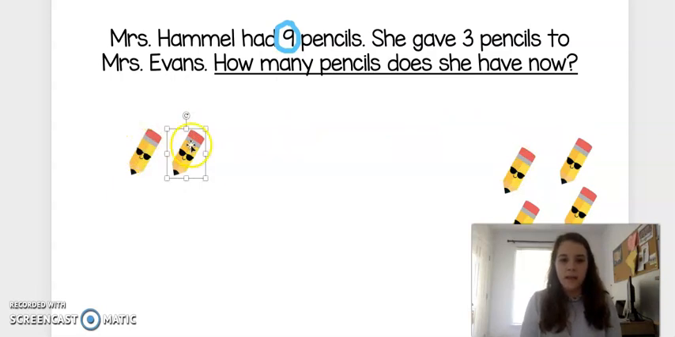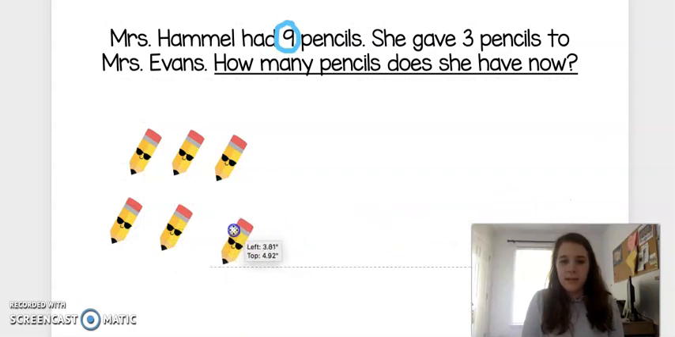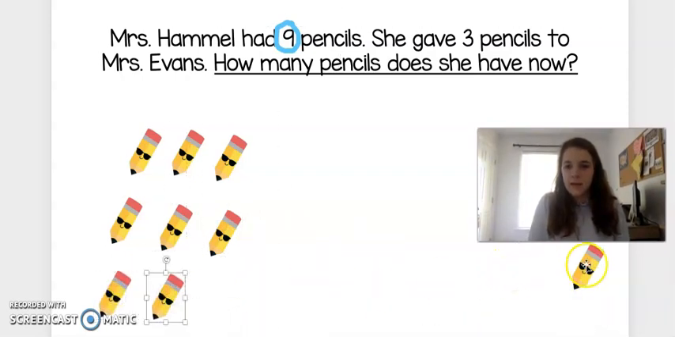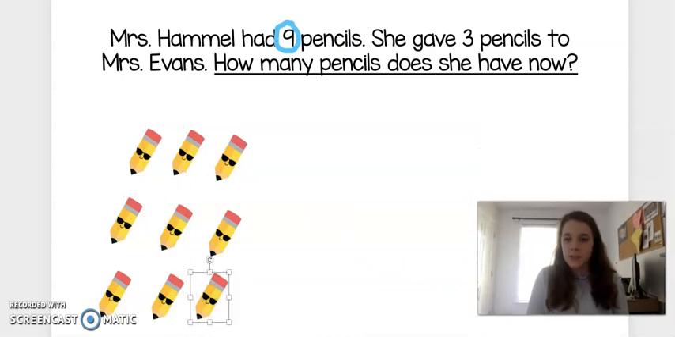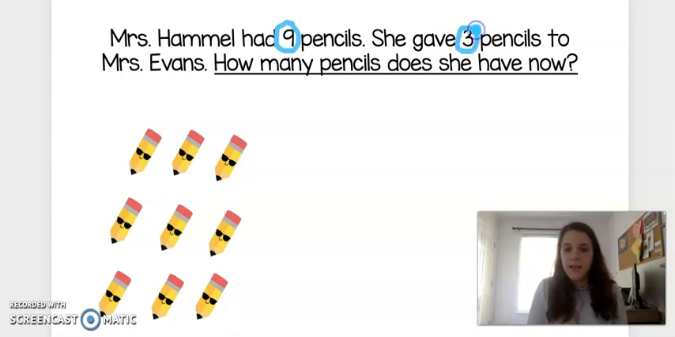Let's count together. 1, 2, 3, 4, 5, 6, 7, 8, 9. 9 pencils. And does that match our number right there? Yes, it does. So Mrs. Hamill had 9 pencils. She gave 3 pencils to Mrs. Evans. So there's that number 3. Let's circle that because we know that's an important number. Let's circle our 3.